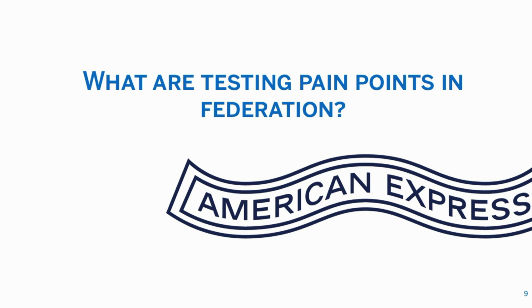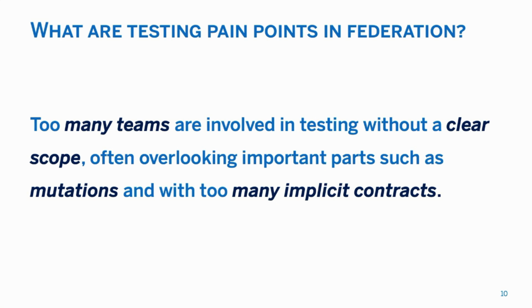And effectively, what I found is that there are so many pain points in testing a federated environment. There are too many teams involved in testing without a clear scope, often overlooking important parts such as mutation. 90% of the people I talk with say, no, we're not testing mutation. Interesting. And with too many implicit contracts.